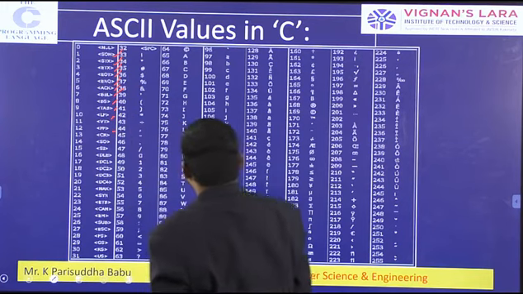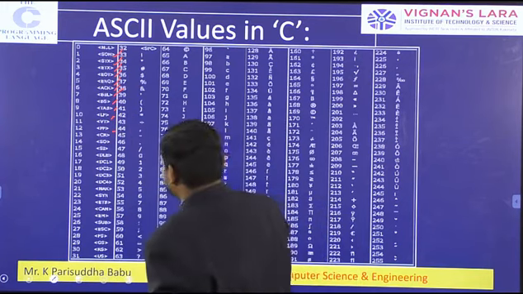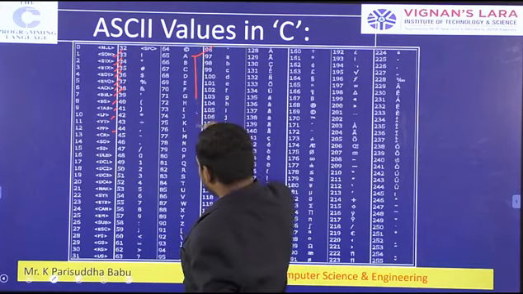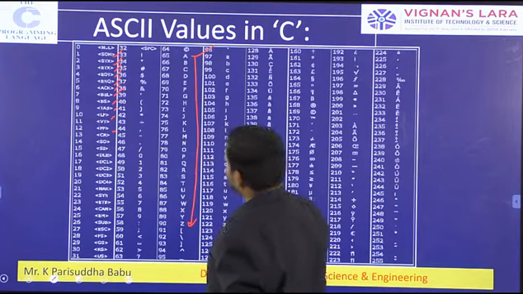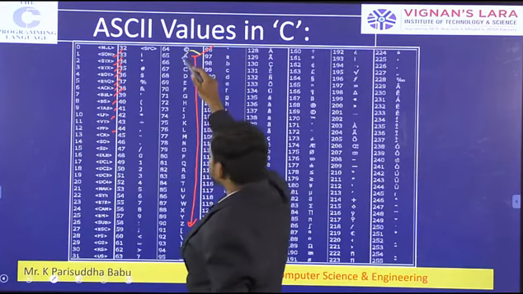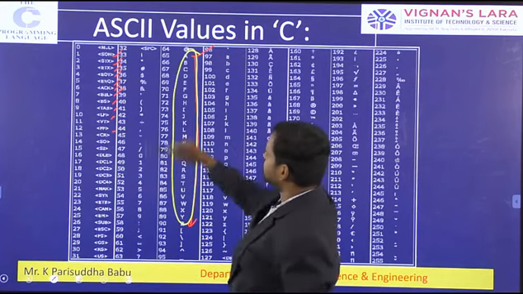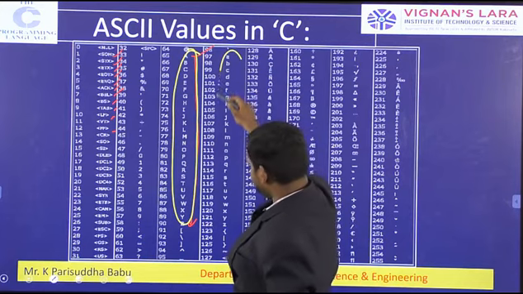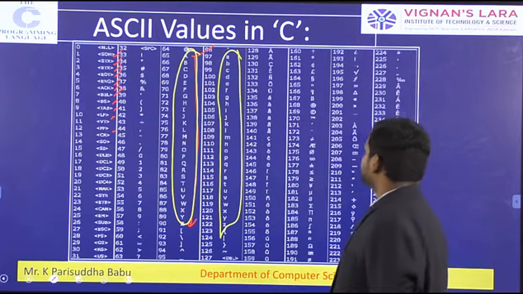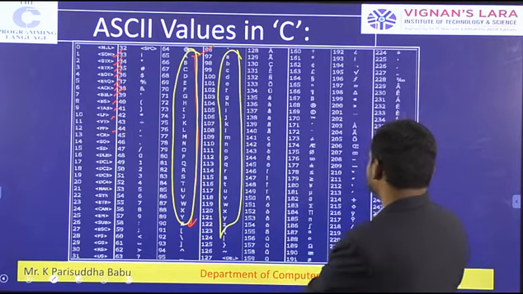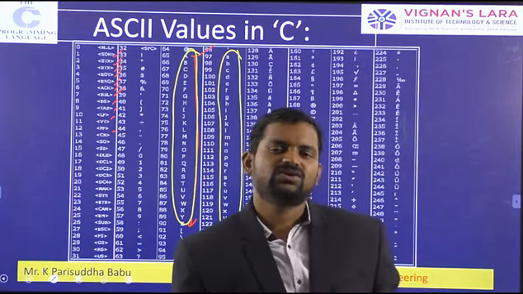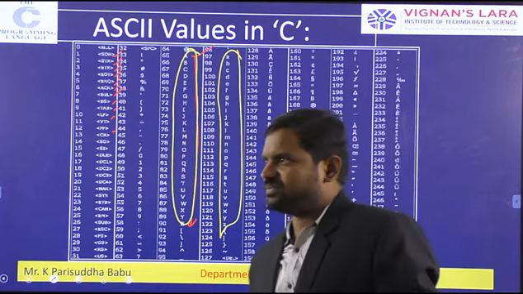So where are the alphabets represented? Capital letters are represented from 65 up to 90. After that, small alphabets are represented from 97 to 122. After that, there are many symbols, and every symbol has its own unique number to store the information.